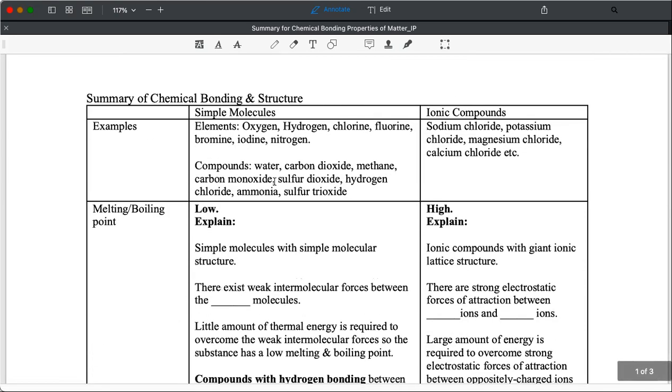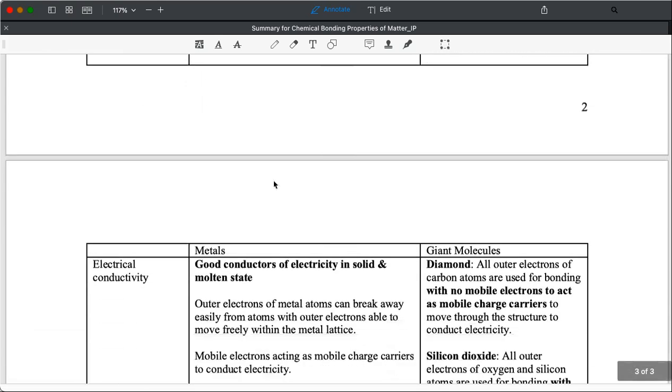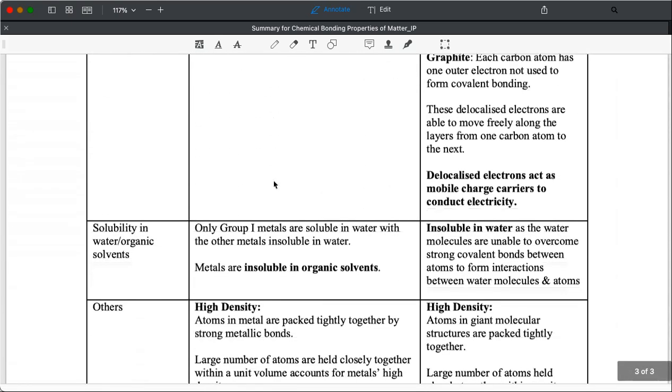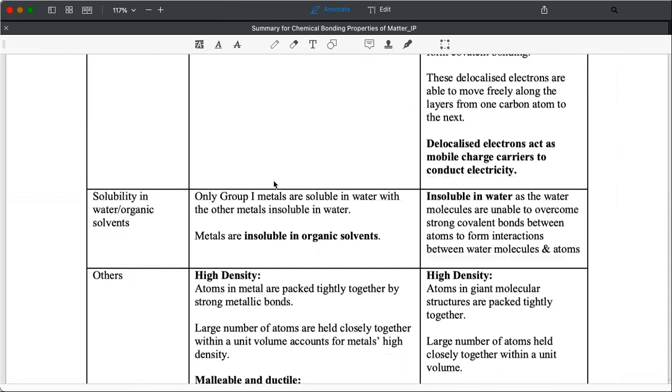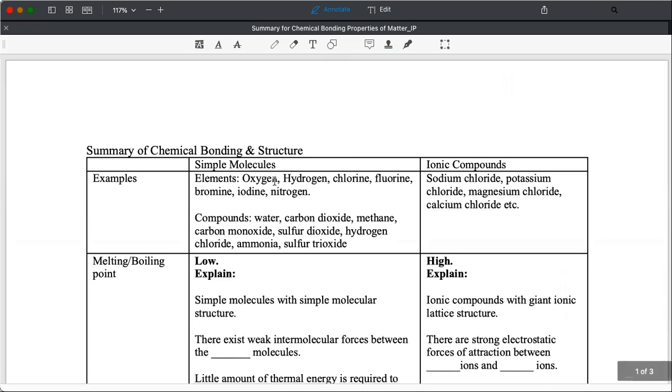So what I did was I came up with this summary table to help students in the revision of this topic. Questions from the GCE O-level and IP exam paper will be testing on relevant concepts from this summary table. So this will serve as a good summary for you in your revision. I will just briefly go through with you the summary.